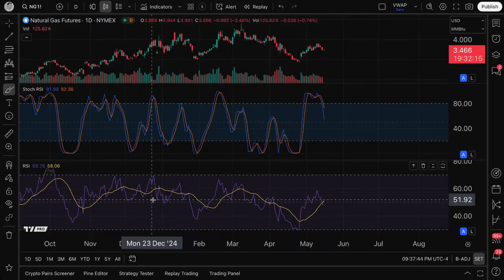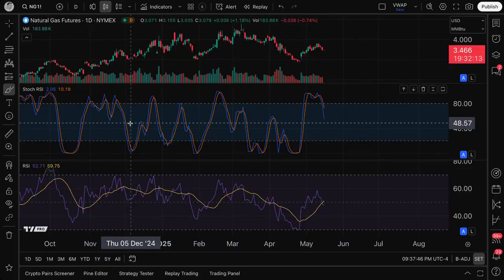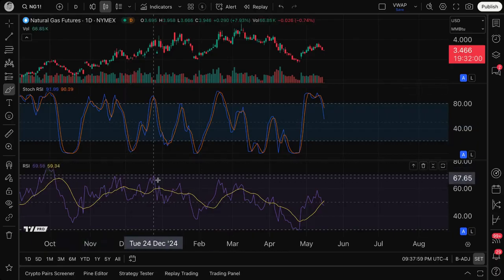So this RSI data is being fed into the stochastic RSI. So the stochastic RSI is essentially an indicator of an indicator. It is a sort of second level indicator. So you cannot have stochastic RSI without having RSI itself.